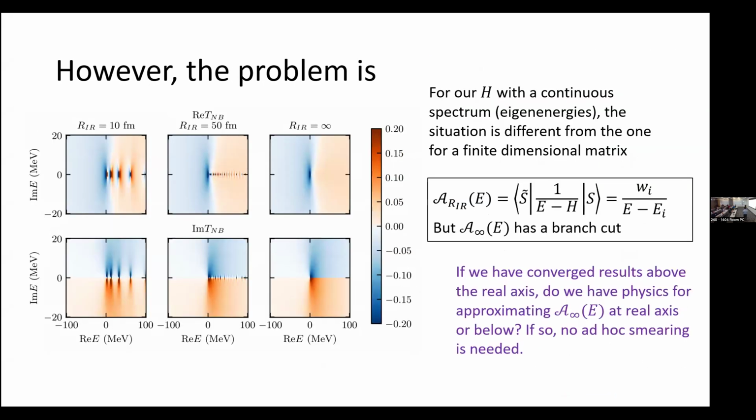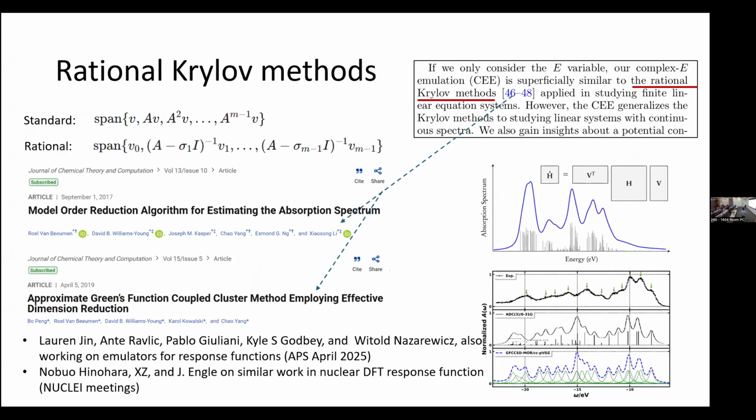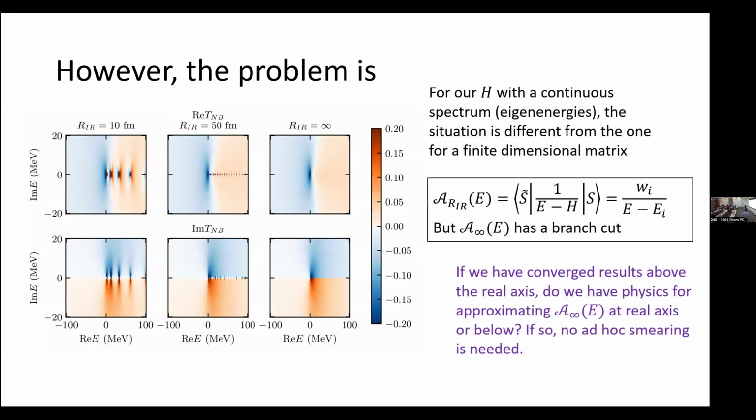Okay. But the problem is you never get it. You can't get smooth functions on the response function on the real axis. What people typically do is get a bunch of delta functions and then add an imaginary part to smear it out so that they can compare to experiment. But that's an ad hoc procedure.